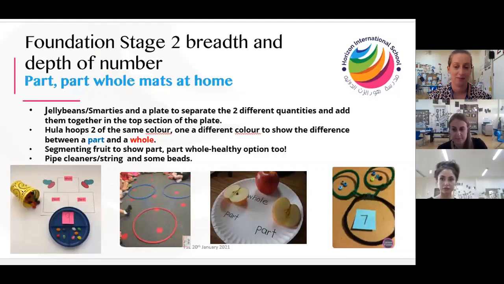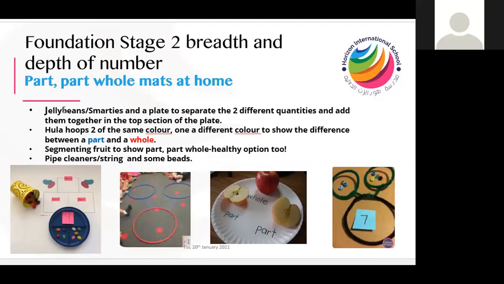If there's anyone in my class online at the moment, please don't worry, because any of the resources that you see here, I will make sure they're sent home next week. So as you can see here, we've got 4 pictures here, and these are just some ideas of how you can have a go at part whole at home. So we've got a picture with some jelly beans and some Smarties, which will really get the children excited.